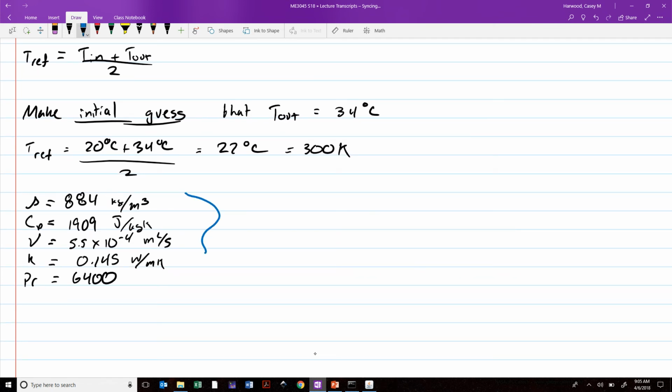So, to be clear, these numbers are only valid as long as our guess at 34 degrees Celsius is pretty close to what we get at the end of this problem. If they don't match, these numbers aren't reflective of what's actually going on in the problem, and our entire analysis is predicated on this false assumption.